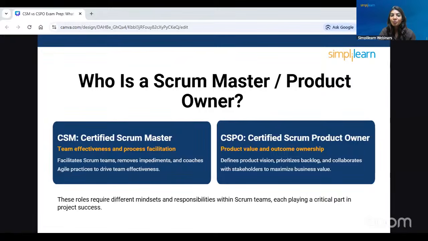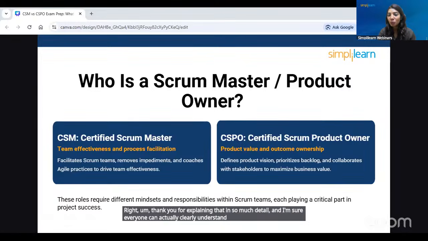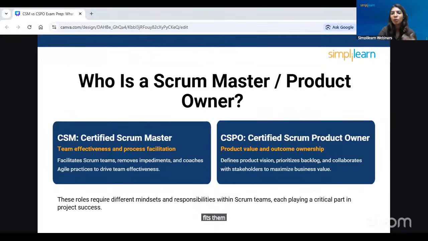Thank you for explaining that in so much detail, and I'm sure everyone can clearly understand the difference between both. But a lot of people wonder what kind of role actually suits them. So, can you specifically highlight what they can try to understand which role fits them for their personality or the kind of strengths that they may have?